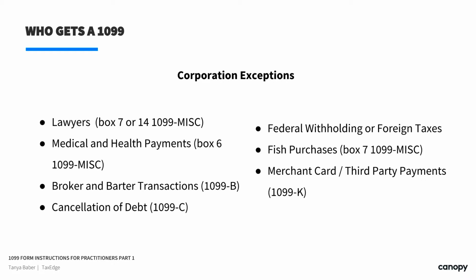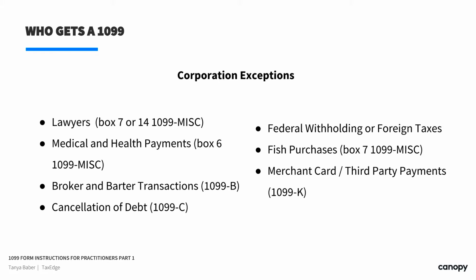If they do broker and barter transactions, well, here are going to be exceptions there. So these are ones where the corporation exception doesn't apply. Cancellation of debt income, those 1099-Cs. If you ever take out any federal withholding, then it doesn't matter the dollar amount or corporation or what, you're going to need to create a 1099 because otherwise they won't know how much has been taken out. Or if there's foreign taxes paid, got to do one anyway. Doesn't matter the dollar amount.